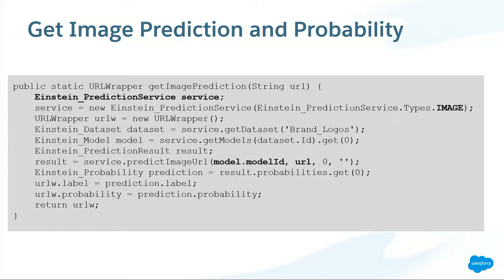Let's look at some code. So this is the method that I've created, get image prediction. I'm passing the URL of the image that I have from Twitter. I'm using one of the classes. This is Einstein Prediction Service. And I'm determining the type of the service that I want to use, which is image. Then I need to specify the data set that I'm using. In this case, this is brand logos. I'm also passing the model ID and the URL. As a result, I get the label and the probability.